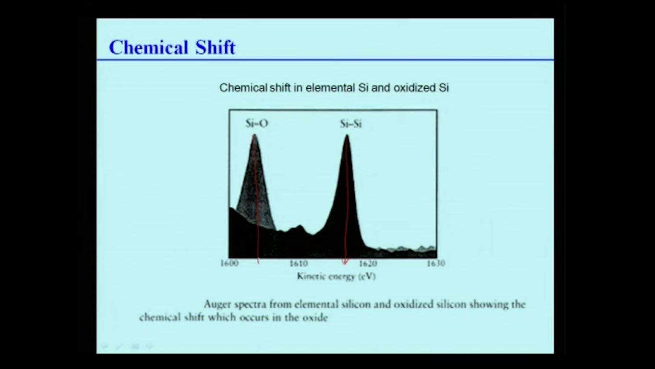So the AES spectra from elemental silicon, which is very pure, and from oxidized silicon, which has oxygen as one of the elements present along with the silicon, can distinguish the type of bonding between these two very clearly. And it is even much clearer in AES than in XPS that these kinds of chemical shifts are observed and can be used to differentiate between different kinds of bonding, bonding in the sense of whether it is a bond between similar atoms or dissimilar atoms. Oxides, nitrides, all can be detected there.